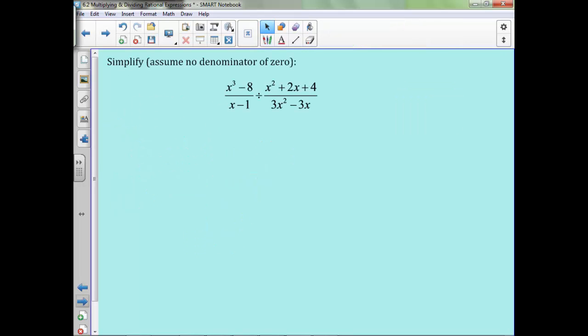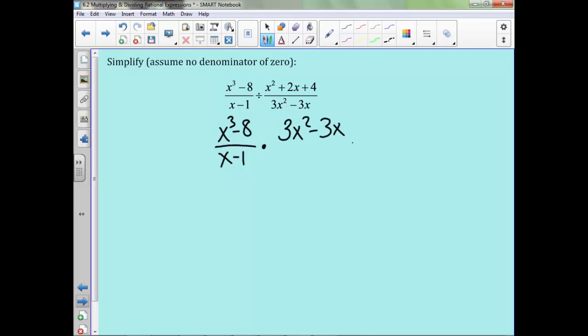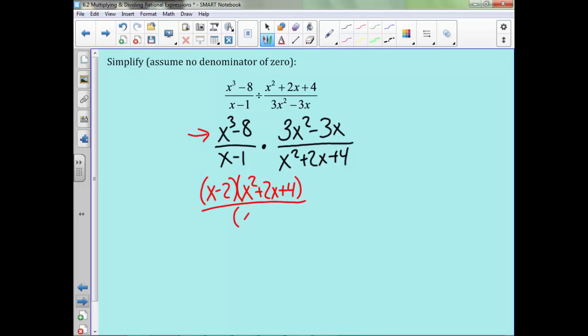And now remember, with division, that's the same as multiplying by the reciprocal. So let's start by just changing this to a multiplication problem instead of a division. And now this is what we've been doing, so let's factor what we can. Notice over here, that's a difference of cubes. So it'll be x minus 2 times x squared plus 2x plus 4. The denominator is already factored.